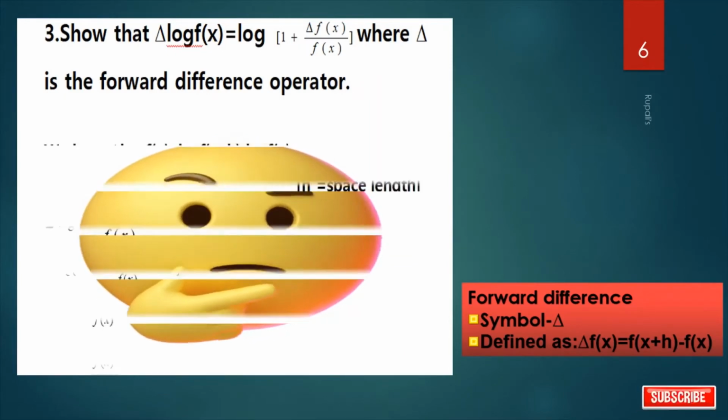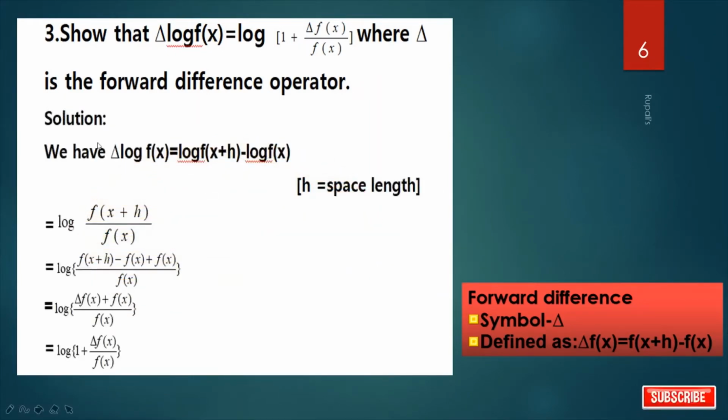So the solution is, from the formula we can easily write delta log fx equals log f(x plus h) minus log fx, that is log of f(x plus h) by fx, and we can write it in this way, add fx and minus fx, so log of (f(x plus h) minus fx plus fx) divided by fx. So f(x plus h) minus fx is what? It is delta fx. So it is proved that it is log of 1 plus delta fx by fx.